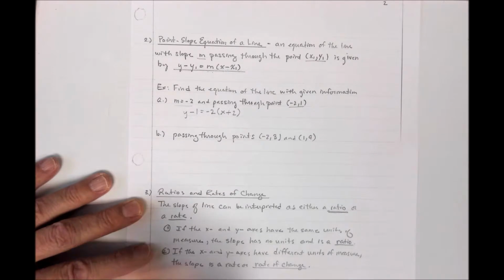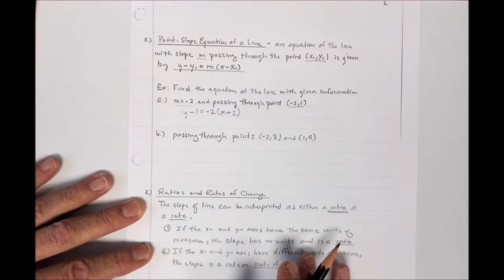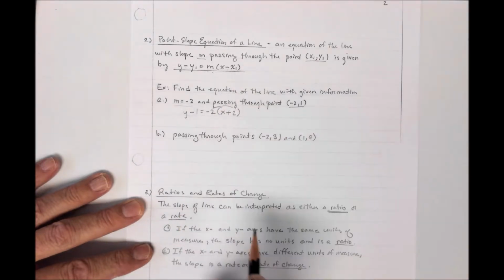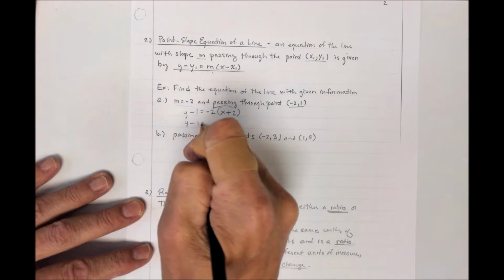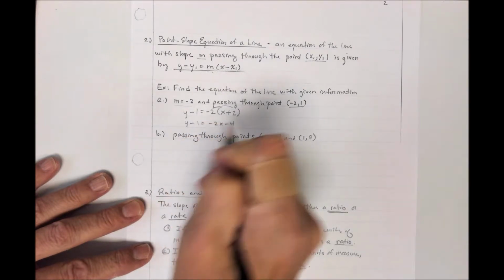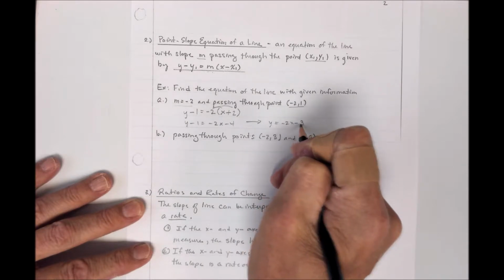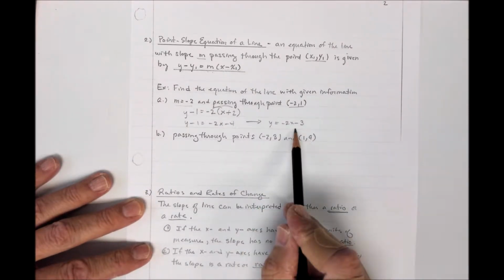Now I could leave my equation just like this, or if you wanted to, you could simplify this and isolate y on one side by distributing. You don't have to unless the directions tell you to. y minus 1 equals -2x minus 4, and then add 1 to both sides would give me y equals -2x minus 3. You guys are familiar with this as slope-intercept form.